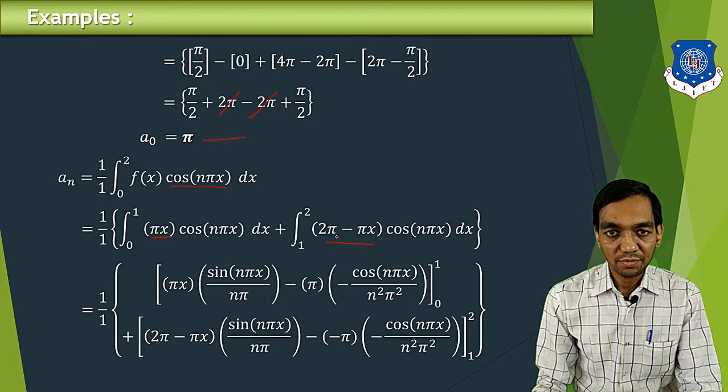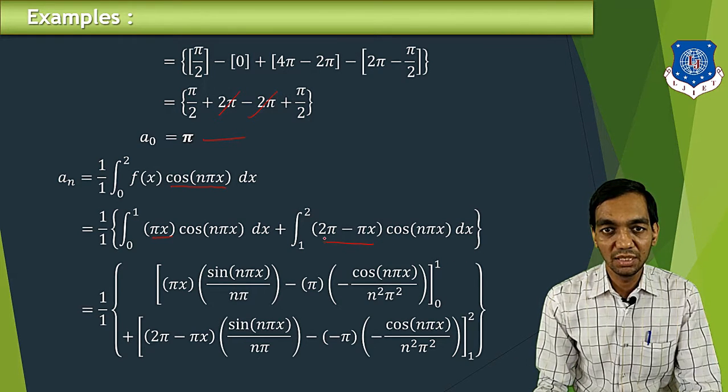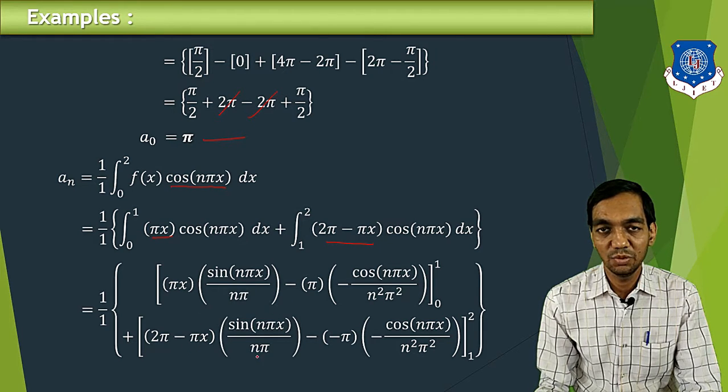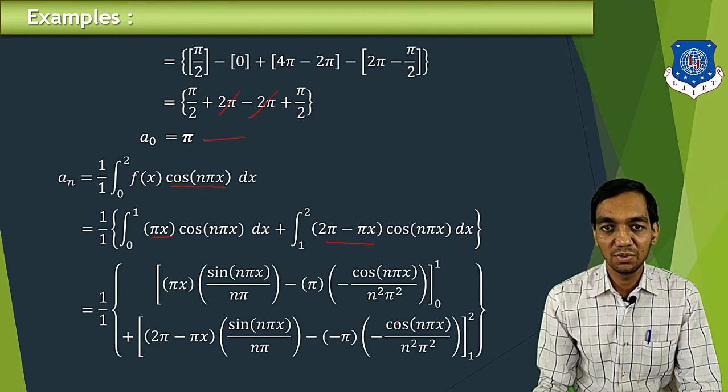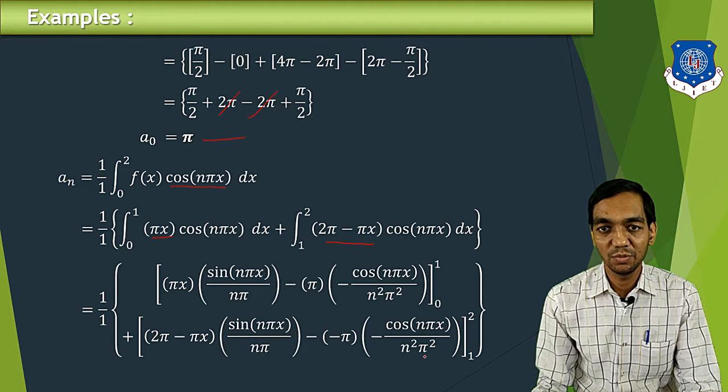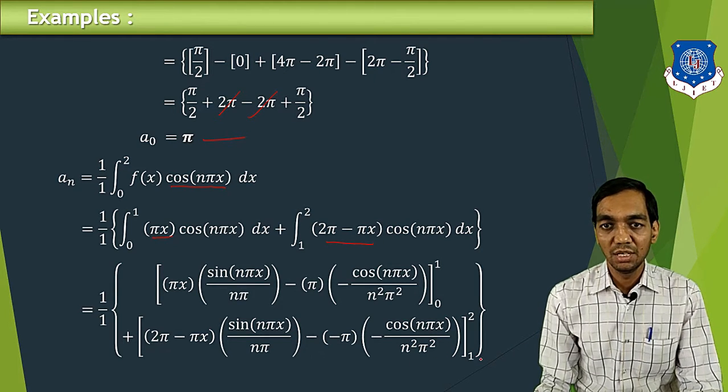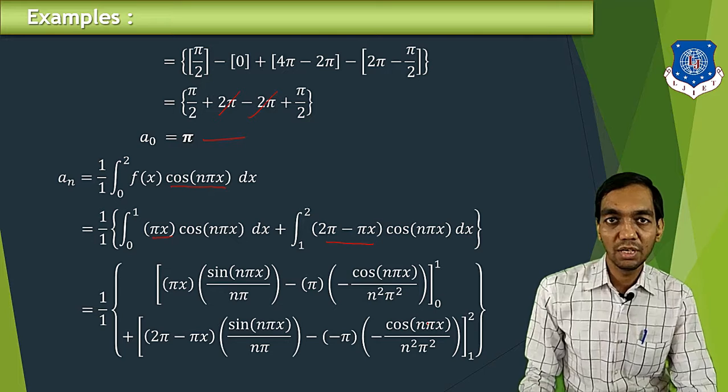In the same manner, here you are applying u into v. Then 2 pi minus pi x as it is, cos as the integration gives sine n pi x upon n pi, minus the derivative of this term, that will be minus pi, and again the integration of this one will be minus cos n pi x upon n square pi square, where the limit is from 1 to 2. Correct?